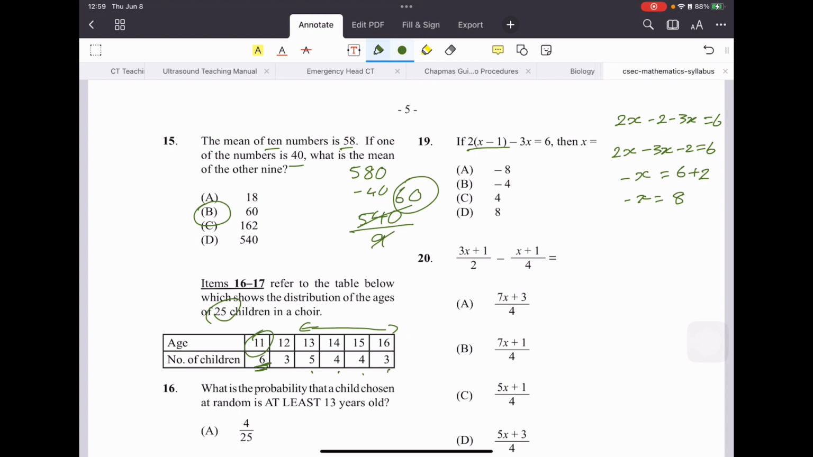And they want to find x, not minus x, mind you. So therefore I have to switch my signs. X will be minus 8. Don't get mixed up with that, okay?